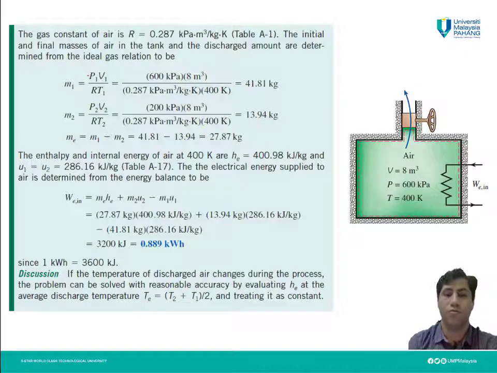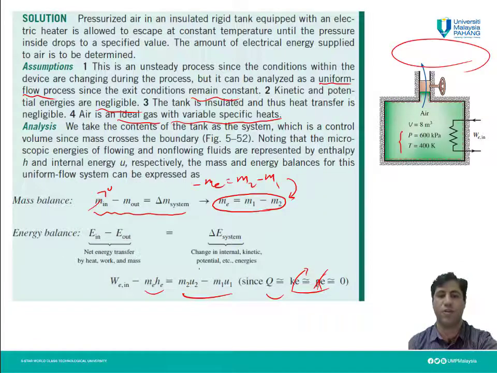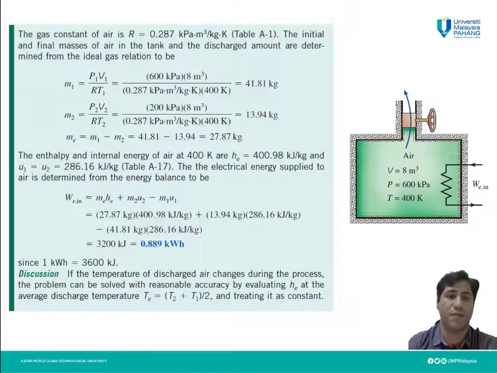Then we need to solve this equation. Actually, we need to find M1, M2, M e, and so on for the air inside the tank. M e is the amount of the mass of the air which escaped from the tank. M2 is the final mass of air inside the tank, and M1 is the initial mass of the air inside our control volume. Let's see how we can find them.